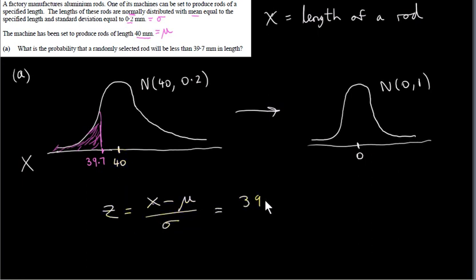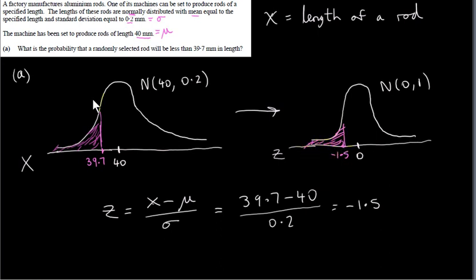So we have 39.7 minus 40 divided by sigma, which is 0.2. So that's minus 1.5, so I'll mark that on our standard normal distribution. So this horizontal line here is the z-axis. So I want to mark in minus 1.5. It's to the left of 0 as expected. 39.7 is to the left of 40, or less than 40. So what we want to do is get this area here.